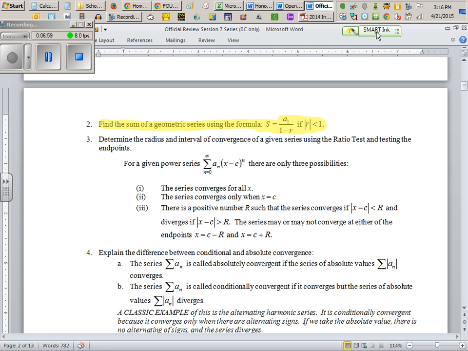Okay, that's really important. When you plug in a number and type it into your calculator, the calculator's not going to say, oh, you performed an illegal operation. No, it'll give you a number. You just have to know it doesn't mean anything. You have to have R less than 1 or greater than negative 1. And then determine the radius and interval of convergence. That's just using the ratio test, basically, set it all up.